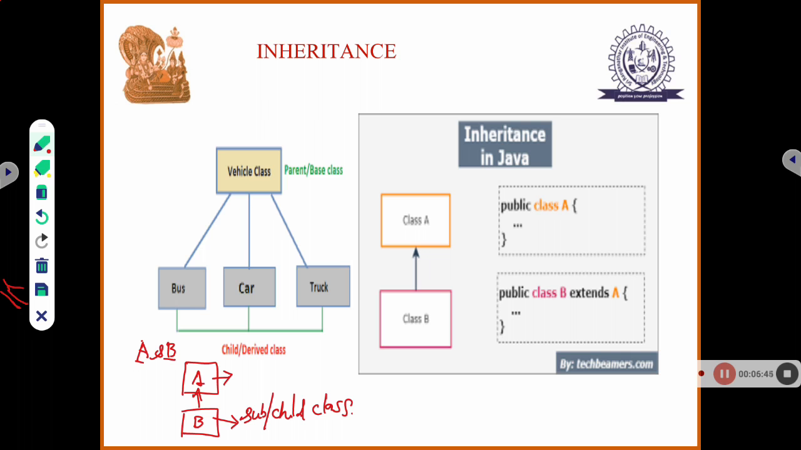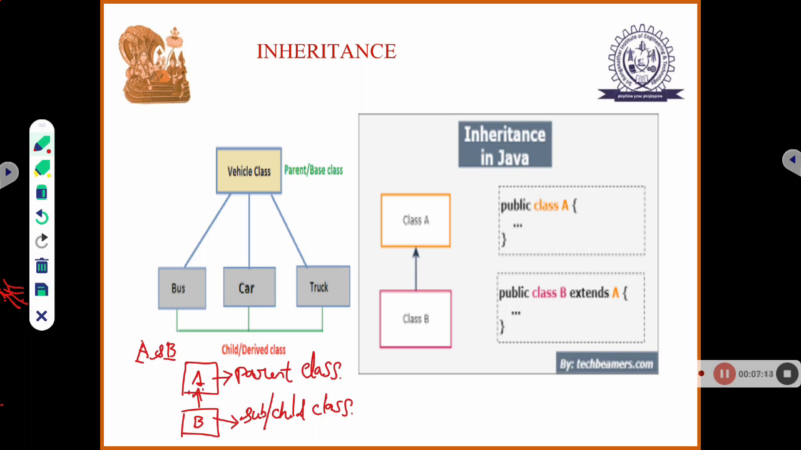The class which is derived from the old class is called the child class. Which is the parent class? Class A. Clear, everyone? So what is inheritance? Inheritance is nothing but deriving a new class from an old class. This is the basic concept of inheritance.